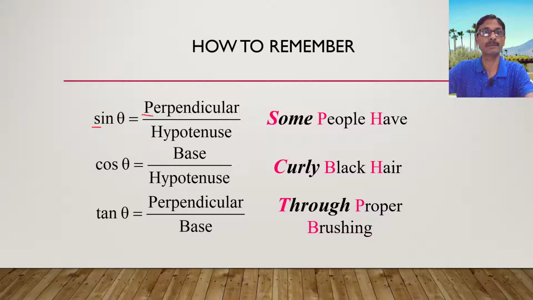Some people have. S for sine, P for perpendicular, H for hypotenuse. Curly black hair. C for cos, B for base, H for hypotenuse. Through proper brushing. T for tan, P for perpendicular, B for base. So please remember this sentence. Some people have curly black hair through proper brushing, and you will be able to remember S, P, H, C, B, H, T, P, B.